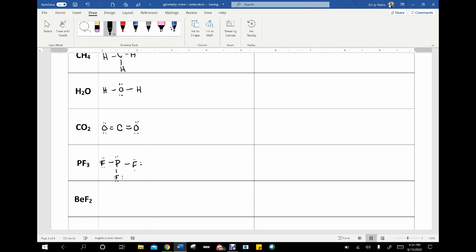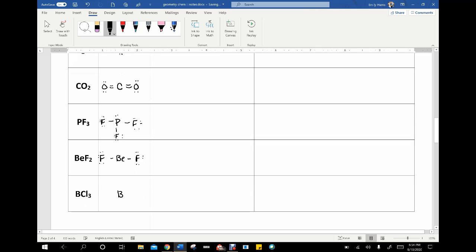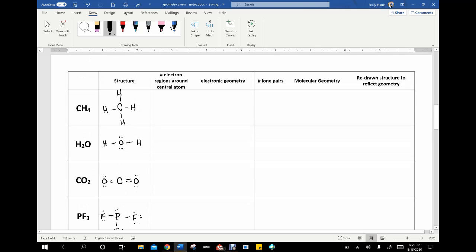Put these guys in there. And then last one, BF2, or I may have one more. I need to keep scrolling, don't I? Oops, yes, I do have one more, good deal. And then BCl3, there's our boron exception, typically forms 3 bonds. All right, so now those are ready for us, and we can just knock out this chart really quickly.